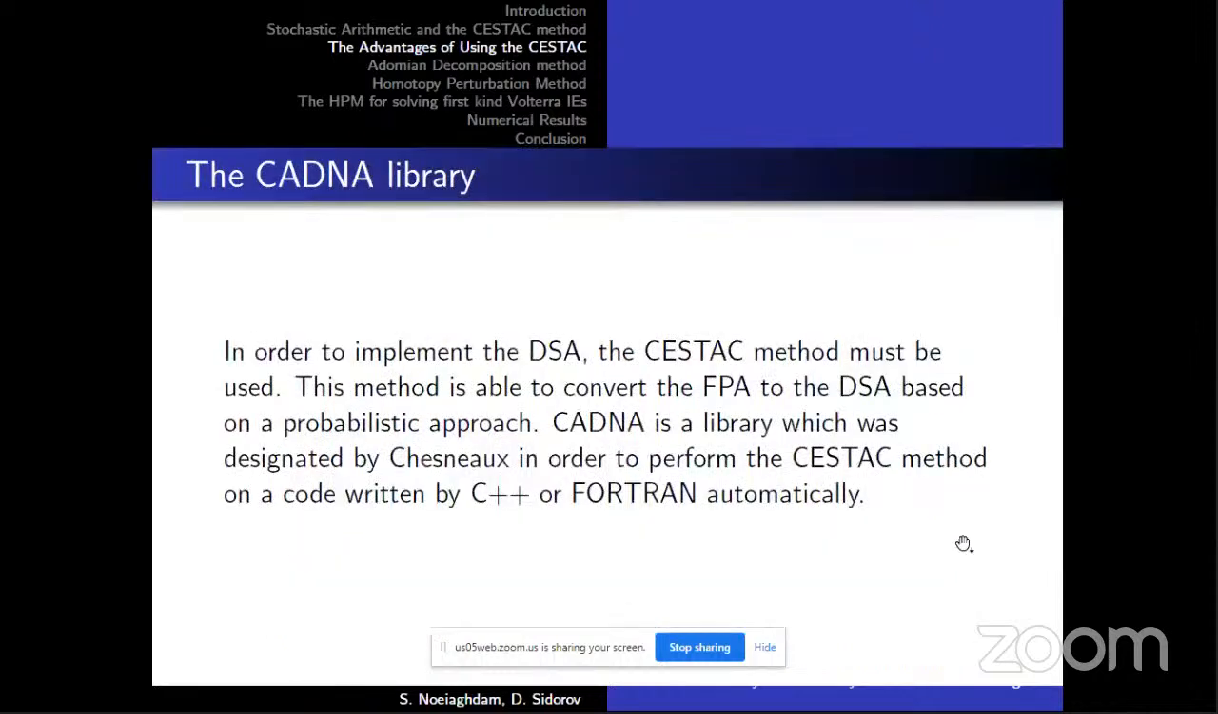Also, in the CSTAT method, instead of applying mathematical software such as Mathematica, Maple, MATLAB, and other software, we have to apply the CADNA library. The CADNA library should be run on the Linux operating system, and all CADNA codes should be written in C, C++, Fortran, or ADA. We can write with these codes.